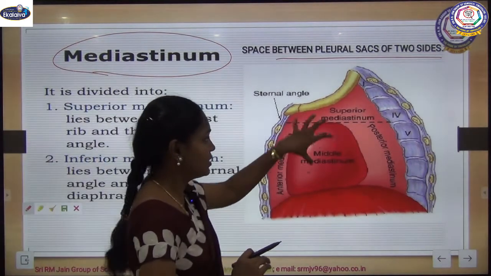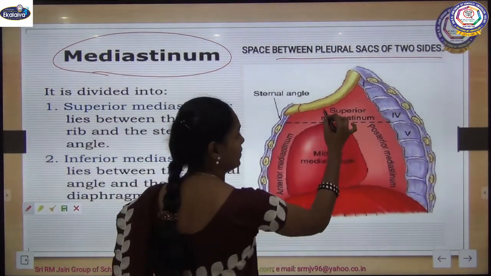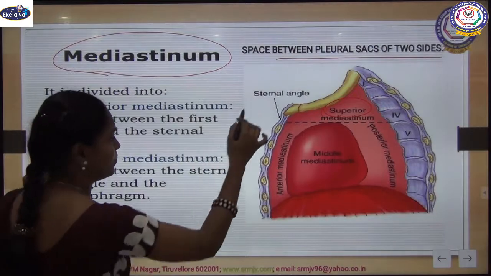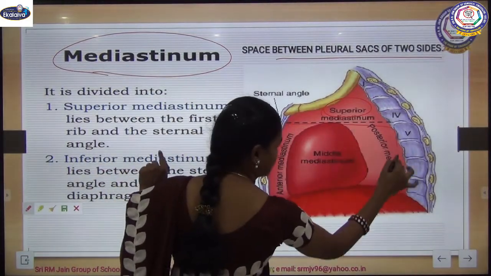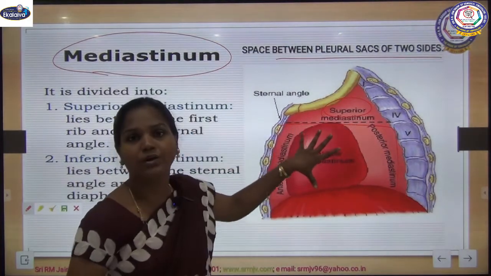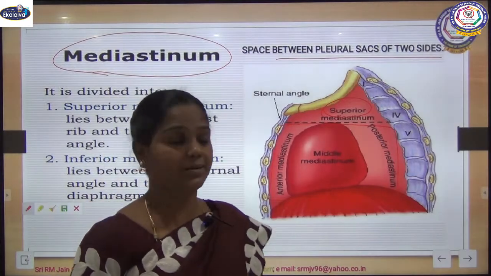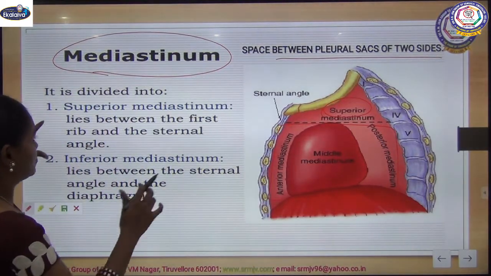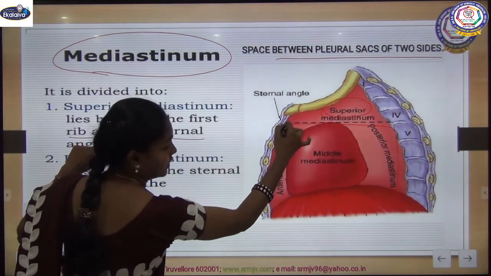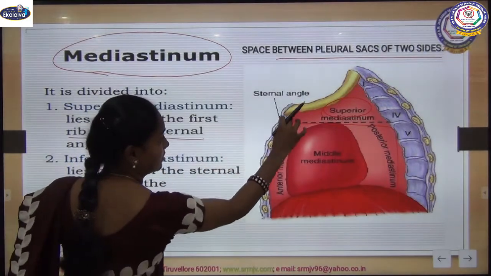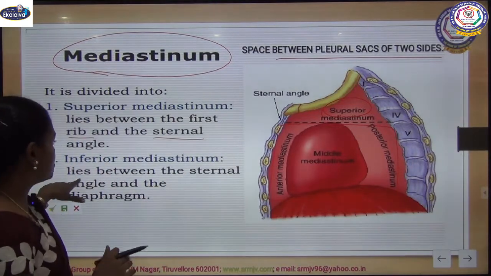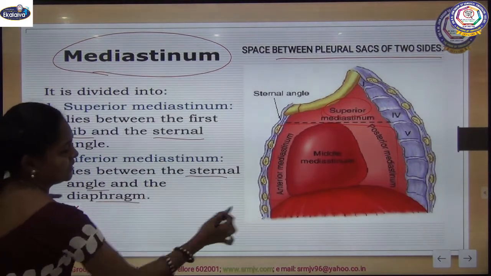So this mediastinum is separated into two parts, the superior mediastinum and the inferior mediastinum. This part actually consists of all these three parts. No need to worry about that. All these things together we call the inferior mediastinum. The superior one is present between the first pair of ribs and the sternal angle, and the inferior one is between the sternal angle and the diaphragm, okay.